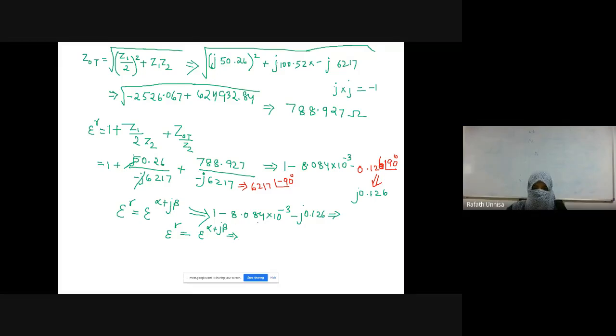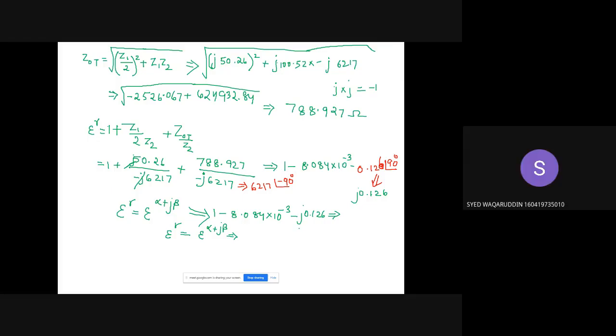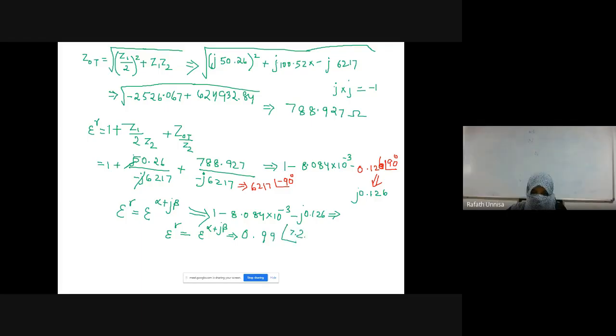1 minus 8.084 into 10 power of minus 3 you perform, then you will get the real term. That minus j 0.126 you can convert into polar form: 0.999 at an angle of 7.24 degrees.